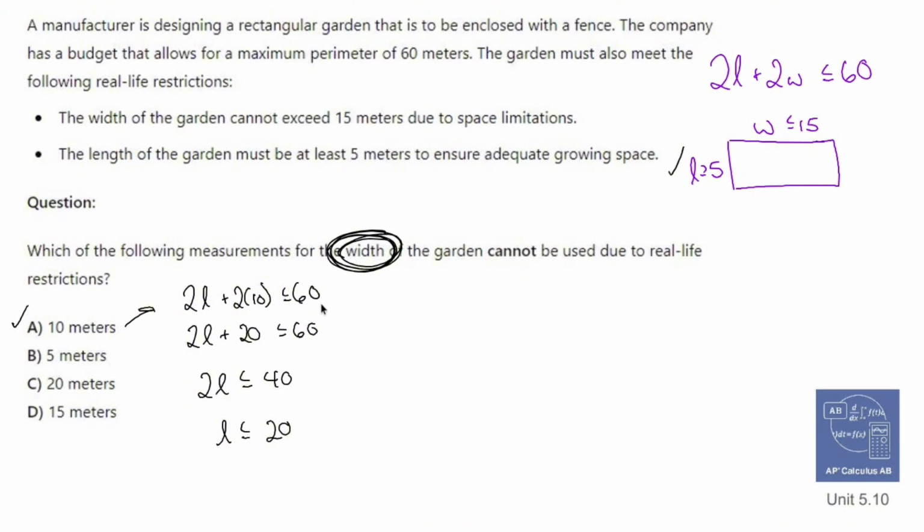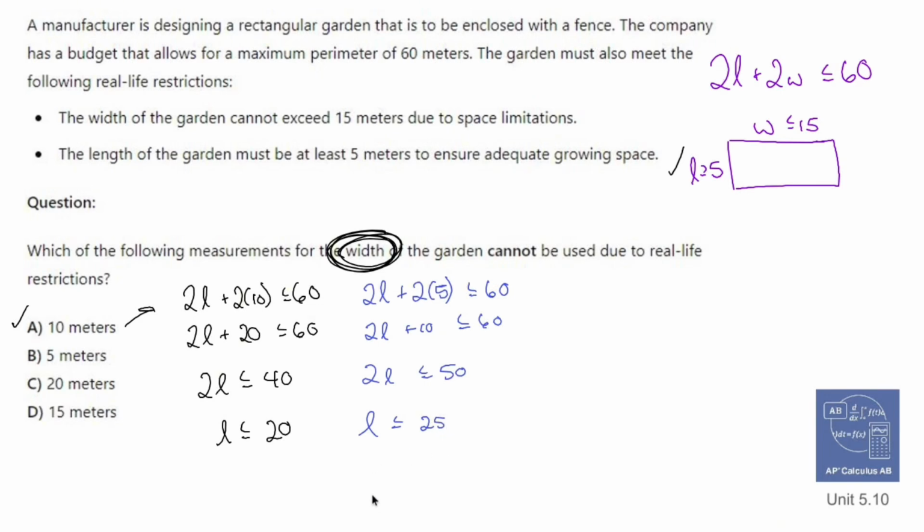If I were to try 5, I would do the same process. 2L plus 2 times 5 has got to be less than or equal to 60. Okay, so 2L plus 10 has to be less than or equal to 60. 2L, subtract 10 from both sides, is going to give you 50, right? Divide by 2, the length is going to be less than or equal to 25.